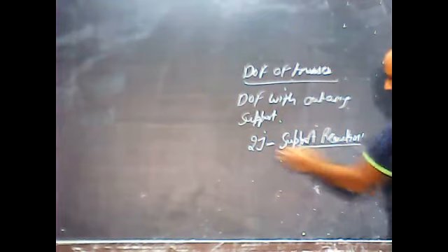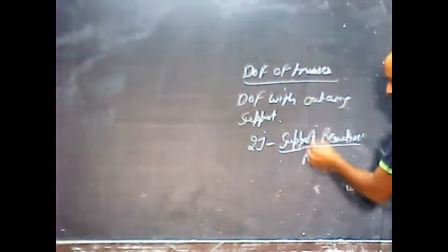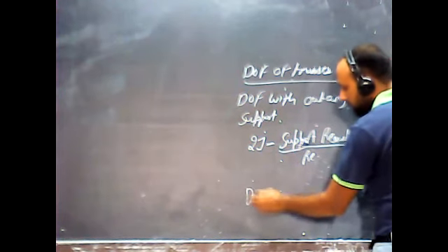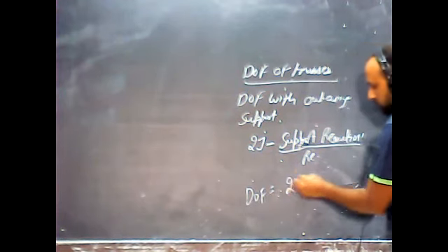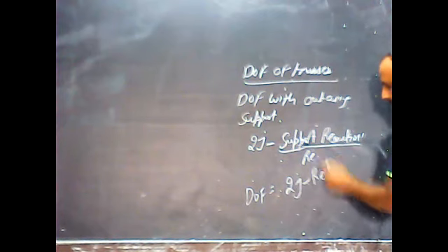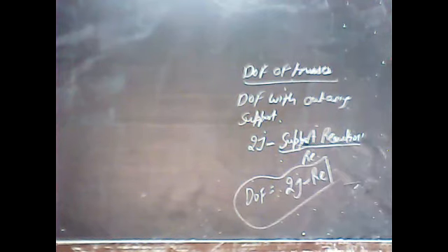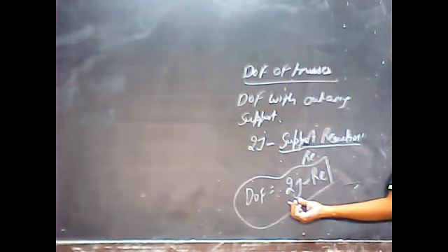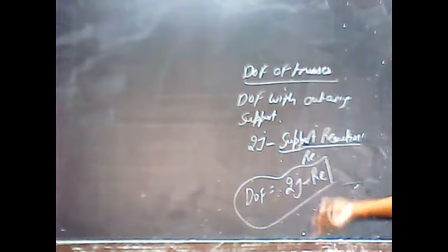Support reaction can be represented by RE. You can take it as RE. So the relation will come out to be DOF of the overall structure equal to 2J minus RE. That's how you can calculate, or you can make your own formula. So 2J is your degree of freedom without any support, minus the restrictions, whatever the restrictions.